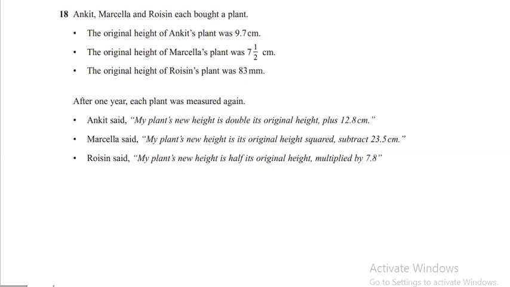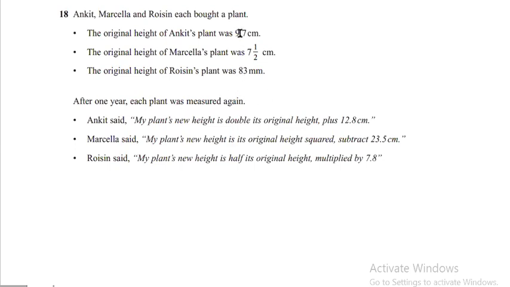In this video, we're going to talk about Year 9 Achievement Test, June 2023. Section B, Question 18. Ankit, Marcella, and Roizen each bought a plant. The original height of Ankit's plant was 9.7 centimeters. The original height of Marcella's plant was 7.5 centimeters. The original height of Roizen's plant was 83 millimeters.